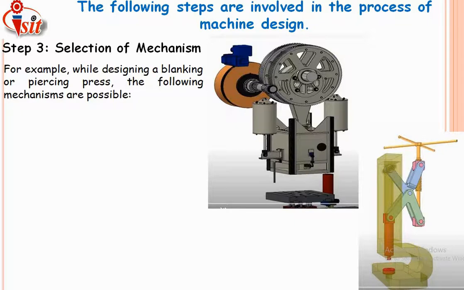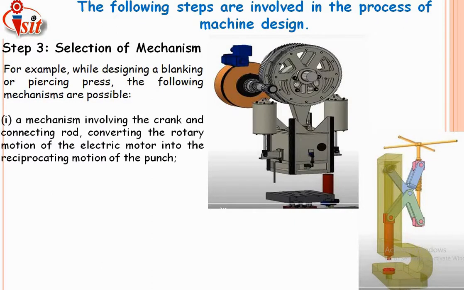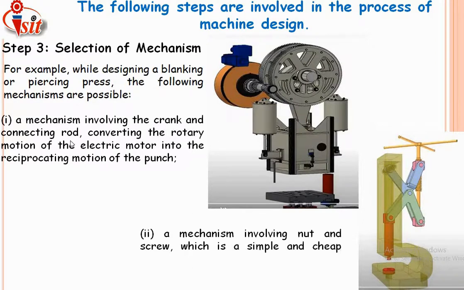Now select the possible mechanism or group of mechanisms which will give the desired motion. A machine will operate through different mechanisms. If we take the example of a simple blanking or piercing press as shown in the diagram, a mechanism involving the crank and connecting rod. Now in this case, a mechanism involving the crank and connecting rod converts the rotary motion of the electric motor into the reciprocating motion of the punch. This electric motor will convert the rotary motion into the reciprocating motion of this punch.